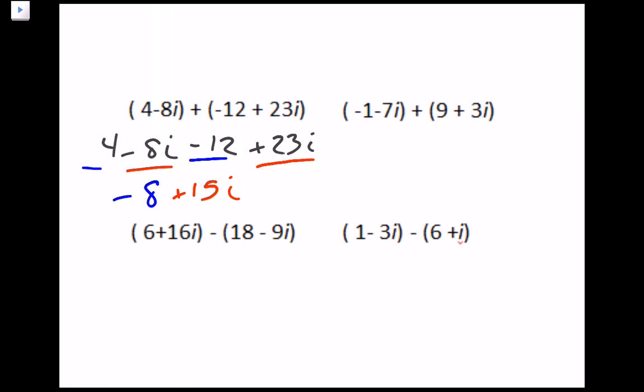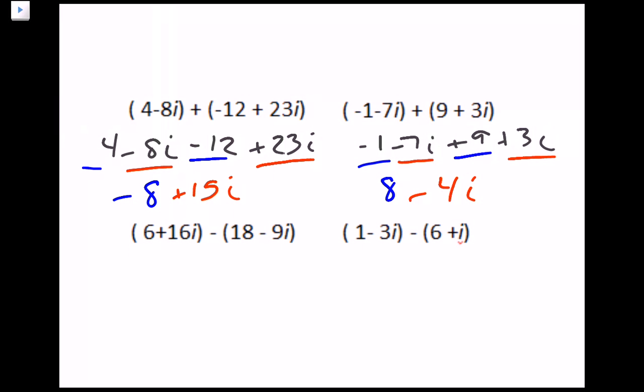Going to do the same thing in the next problem. Just rewrite my problem because it's addition. Then I have negative 1 plus 9 would give me positive 8. Negative 7i plus 3i would be minus 4i.